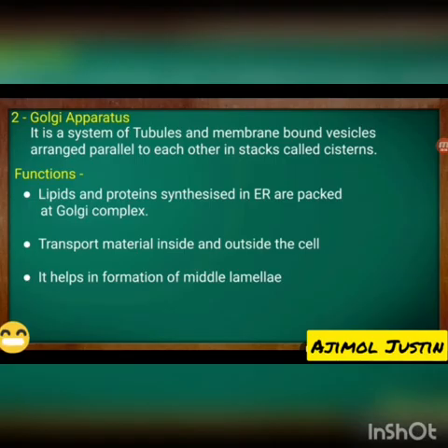Now, second cell organelle is Golgi apparatus. It is a system of tubules and membrane-bound vesicles, and they are arranged parallel to each other, stacked one on the other, and they are called cisternae. Now, what is the function of Golgi apparatus?